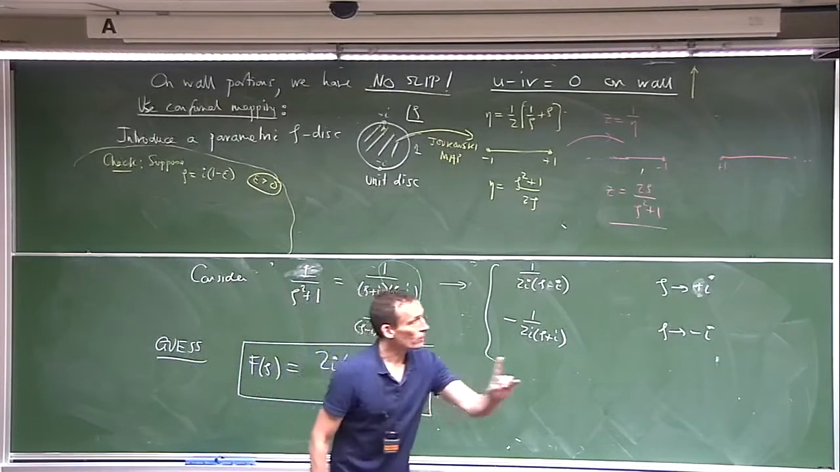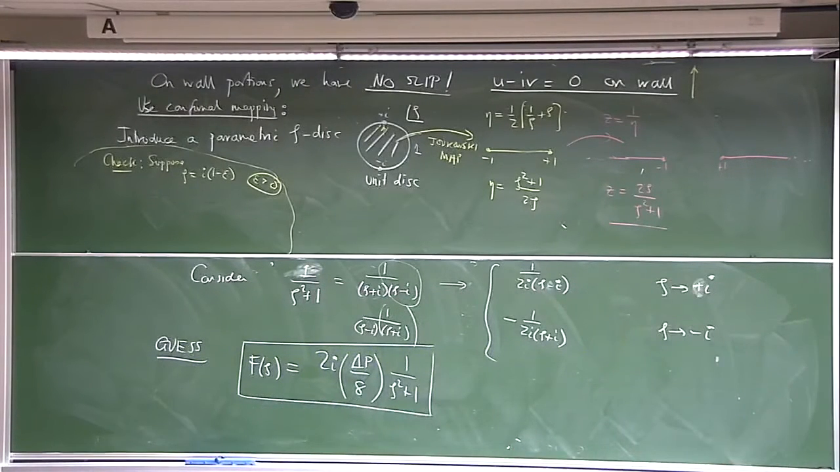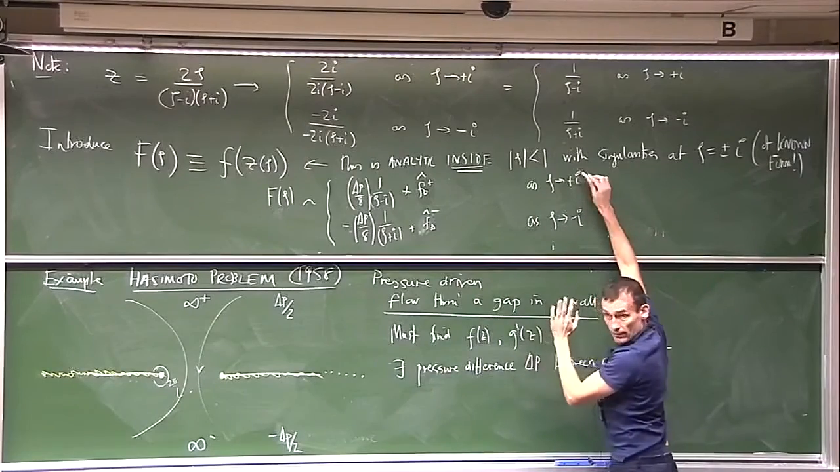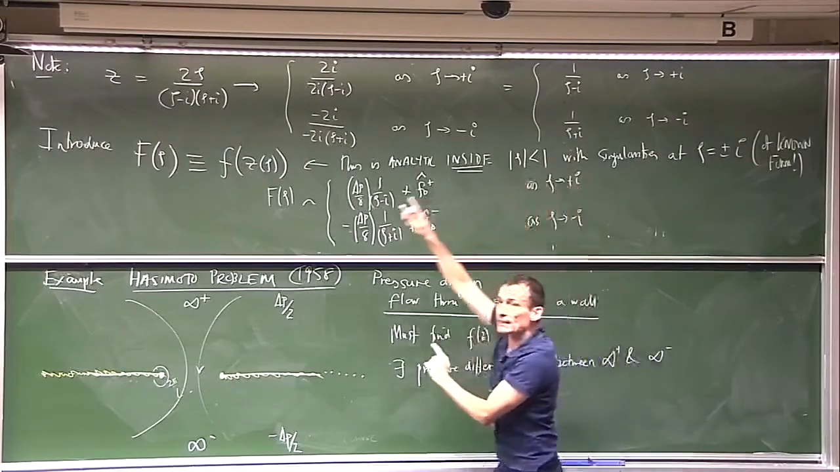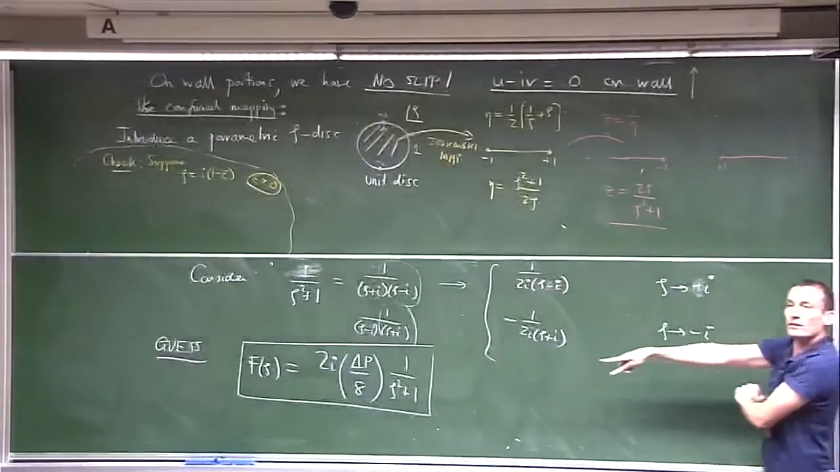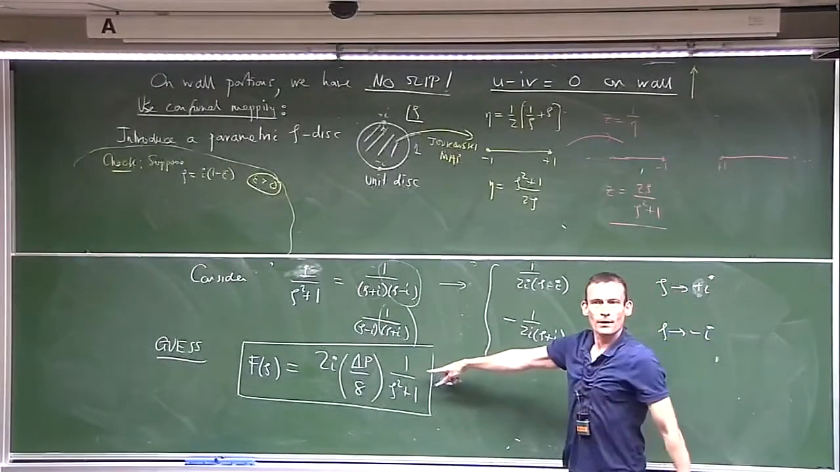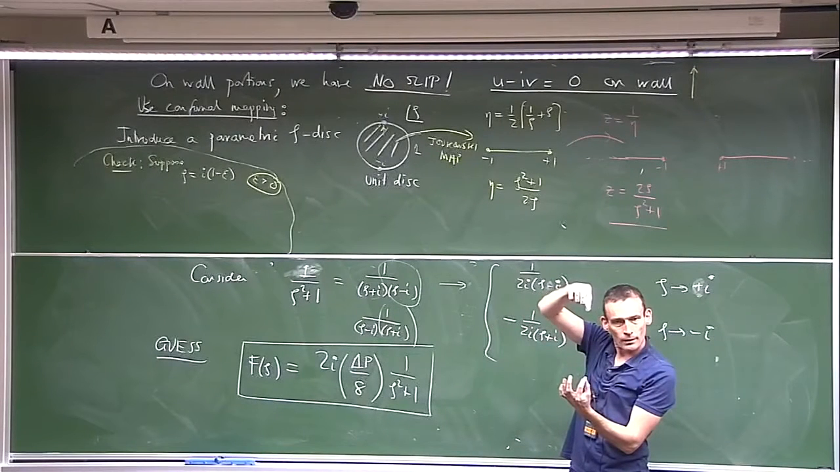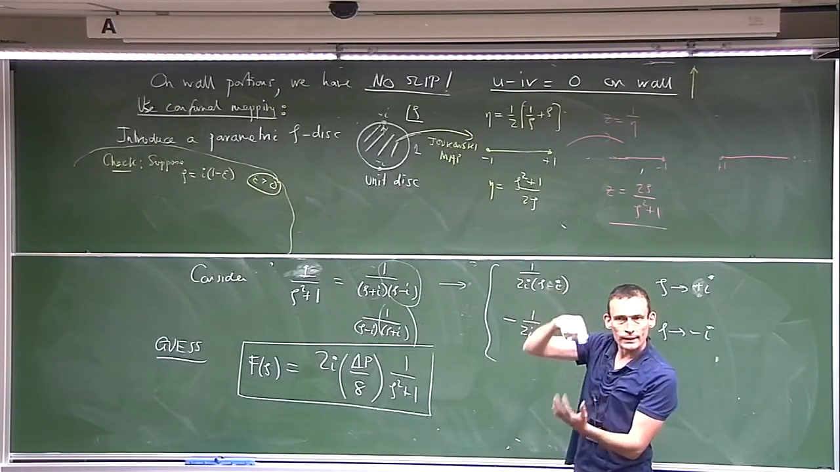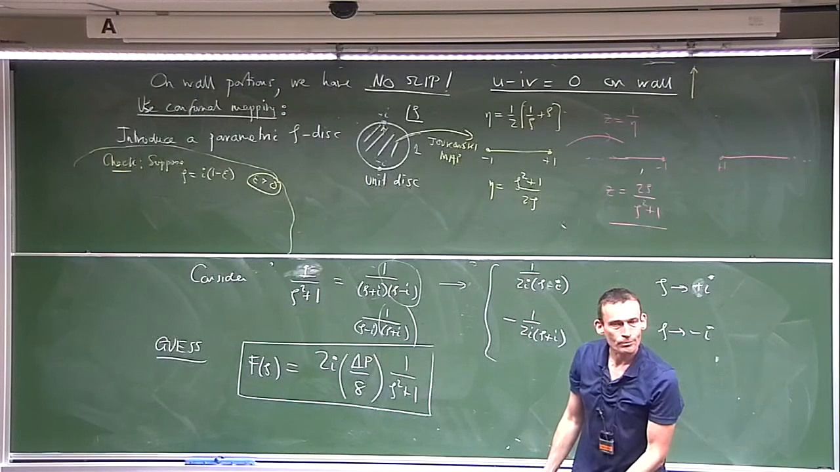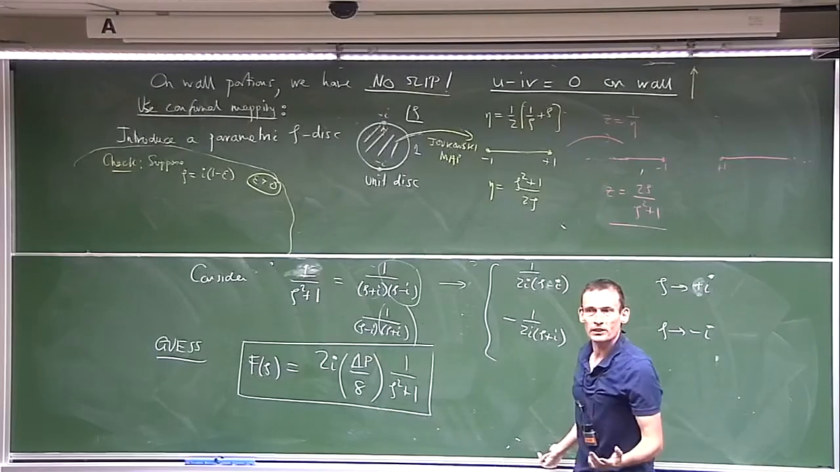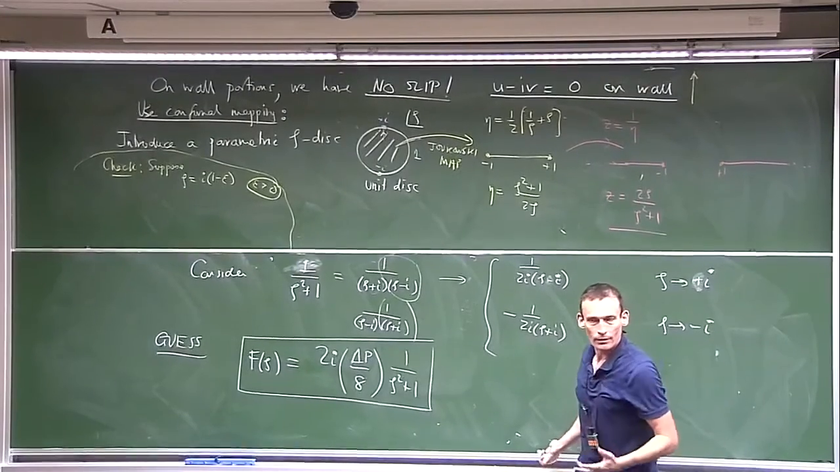We need to check though. F is analytic inside the disk with singularities at the edges. We fix the singularities to be correct. Is it analytic? Is our guess analytic inside the disk? Yes. And it satisfies the requirements at plus and minus i. It is in fact the correct F. You see how I did that? I hardly did anything. I just looked.